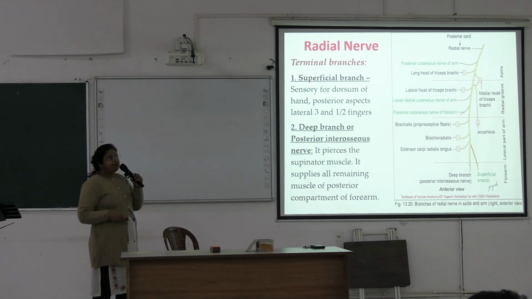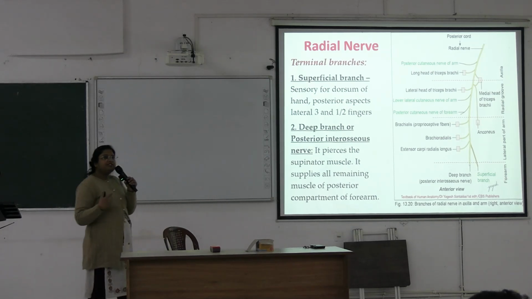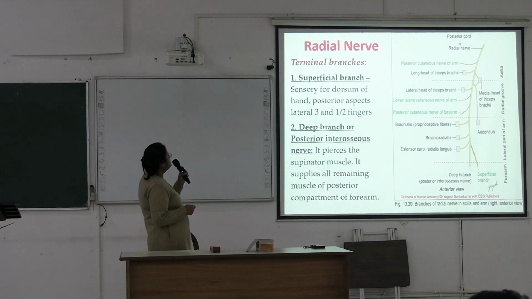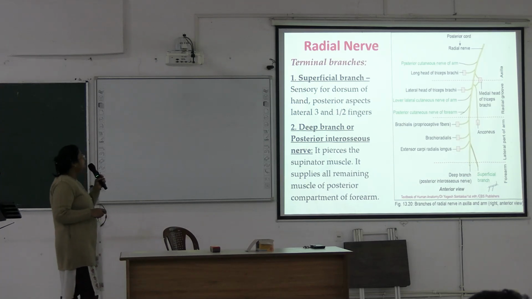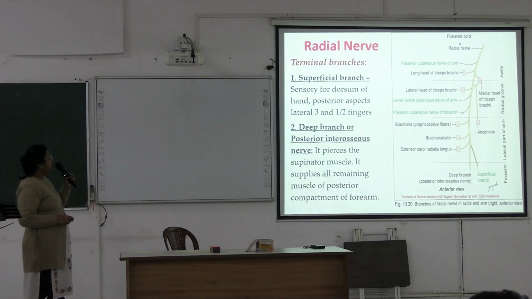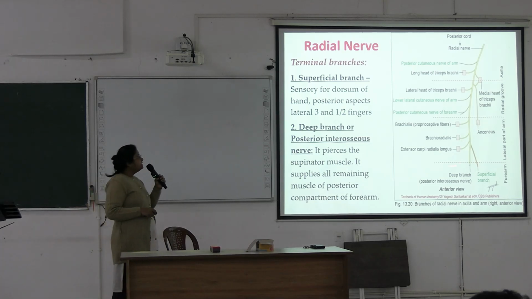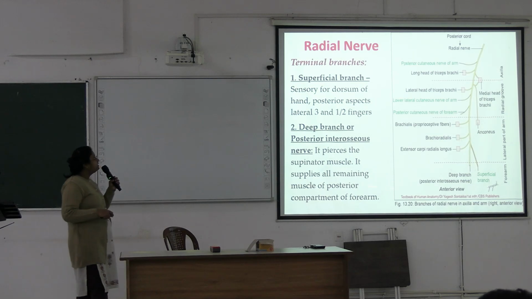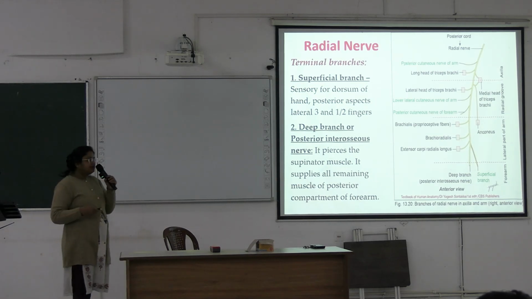Next, we are going to terminal branches. Terminal branches are two. One is the superficial branch, one is the deep branch. The superficial branch is sensory for the dorsum of the hand, posterior aspect of lateral 3.5 fingers. And the deep branch is also known as posterior interosseous nerve. It pierces the supinator muscle and supplies all the remaining muscles of the posterior compartment of the forearm.